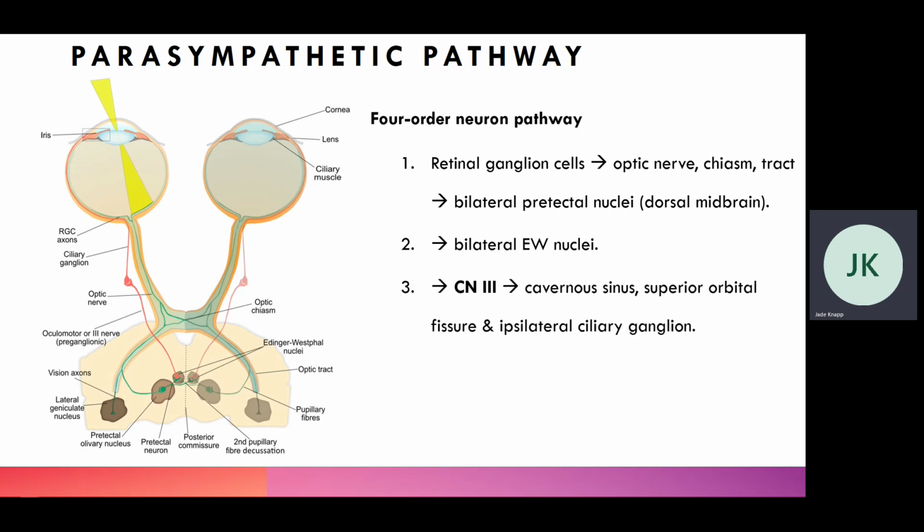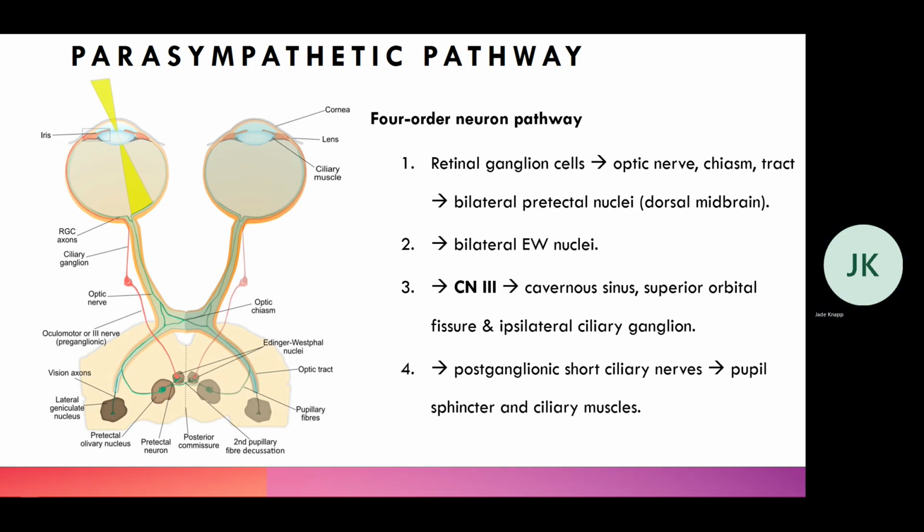From there, it then basically travels back anteriorly. So now it's coming back towards the eye on cranial nerve 3. It goes to the ciliary ganglion, and from the ciliary ganglion, you supply the iris sphincter muscle, which I talked about before.